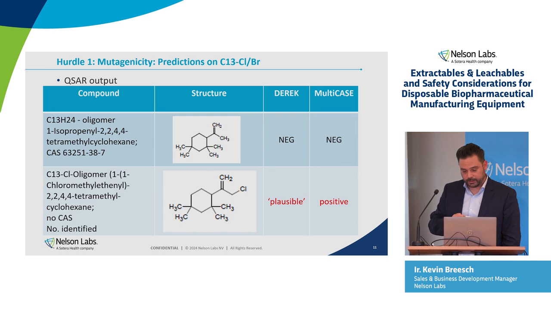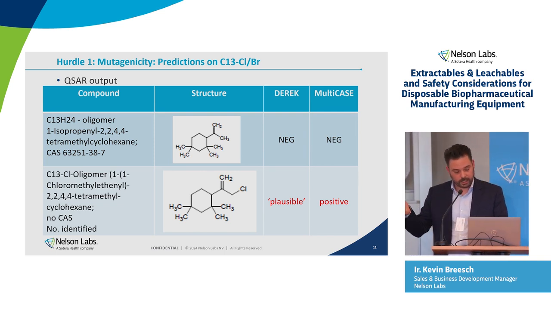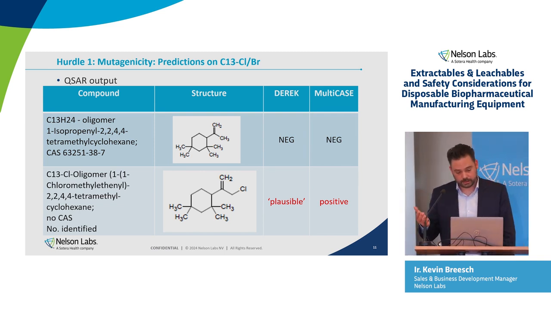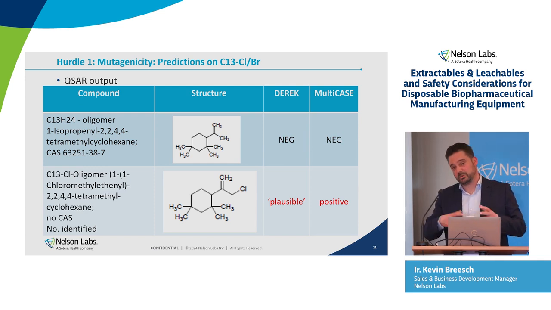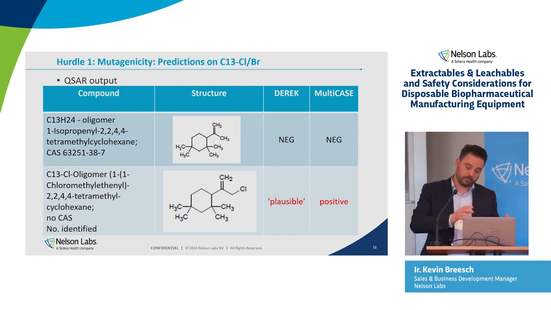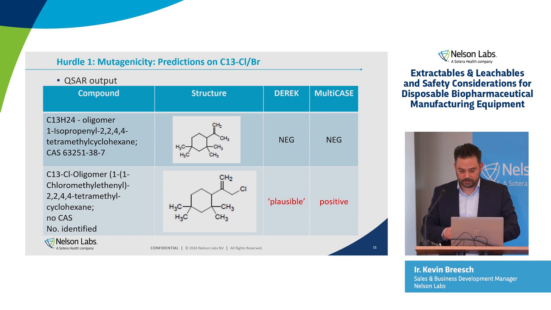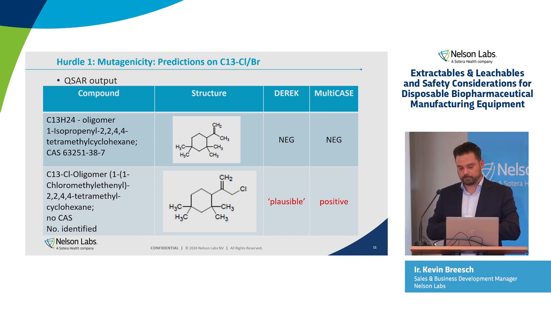The halogenated turned out to be plausible for mutagenicity, so there is more evidence that it would be mutagenic than that it wouldn't be mutagenic, and for Multicase it was positive.